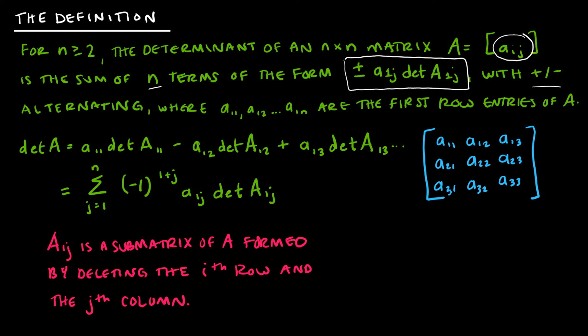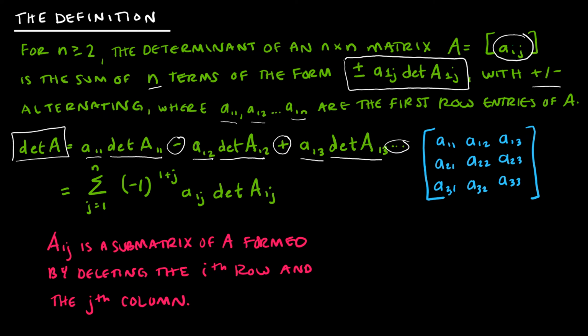Well, plus and minus will alternate, and A11, A12, all the way through A1n are the first row entries of A. So essentially, to find the determinant of A, we take A11 times the determinant of A11, then A12, and notice this one's a minus, A12 times the determinant of A12, and this one's a plus, A13 times the determinant of A13, and that pattern continues. If you were looking at the full pattern, you could write it instead as the summation.